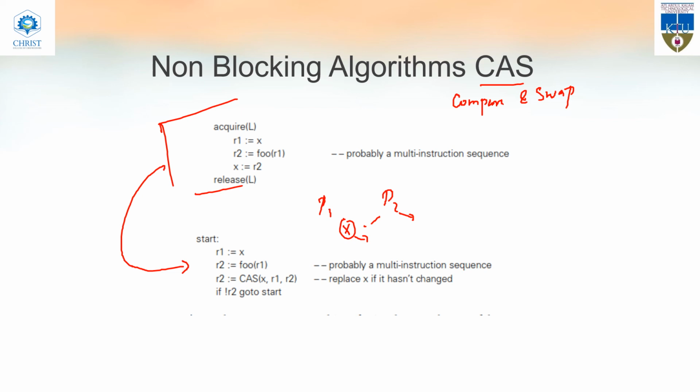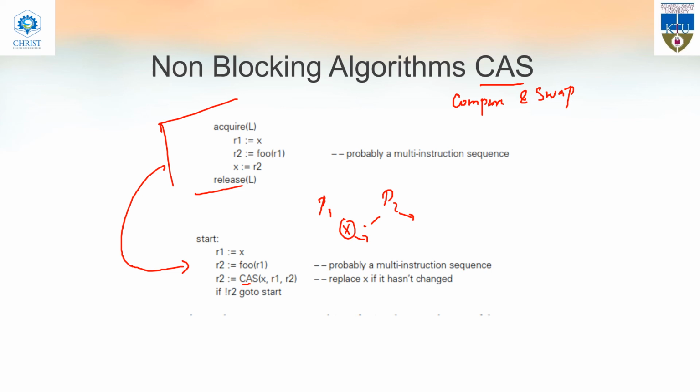If P1 hasn't changed the value of x, the initial value of x and the value of x at this time will be the same. But if P1 has written something, the initial value of x will be different from the value of x now. So that comparing is happening here.